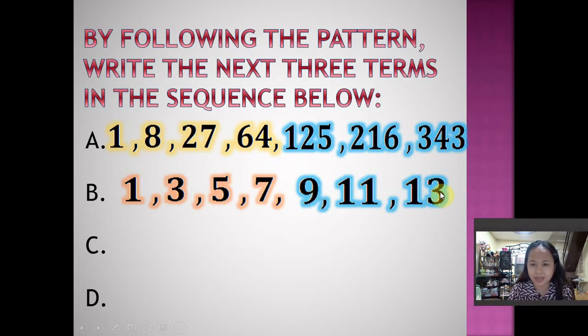Therefore, what is the pattern? We simply add 2 to the preceding term to get the next term. Let's see. 1 plus 2, that's 3. 3 plus 2, that's 5. 5 plus 2, that's 7. 7 plus 2, that's 9. 9 plus 2, 11. And 11 plus 2 is 13. So simply our pattern for this sequence is adding 2 to the preceding term to get the next term.